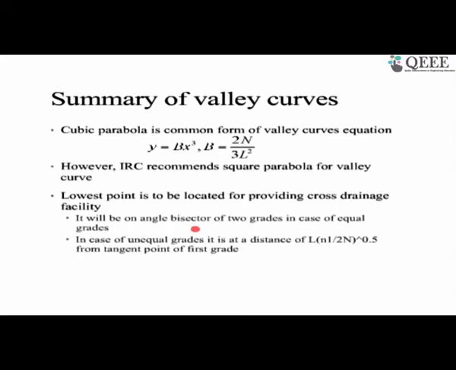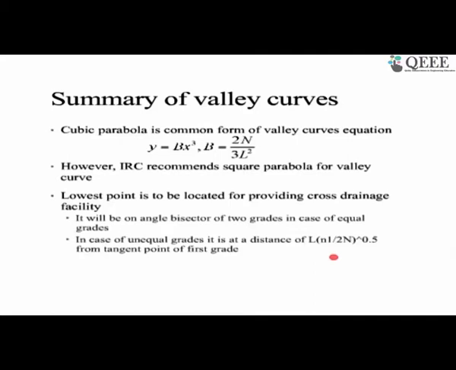And how to find out the lowest point? If it is an unequal grade, you can find it by the distance L times (n1 by 2n) to the power 0.5. It will give you the distance where the lowest point is going to happen from the tangent point. If you find it, you just have to go there as a field engineer and see whether there is any cross drainage structure and how it is, whether it is adequate or not, and so forth.